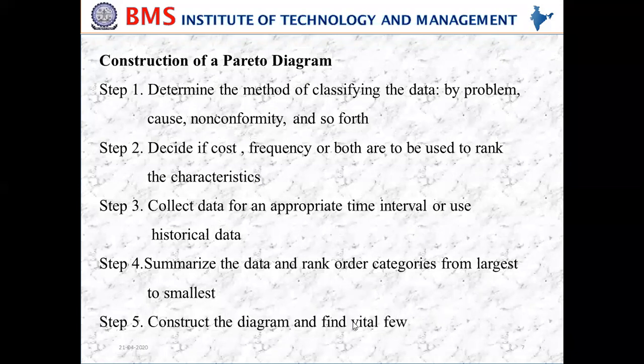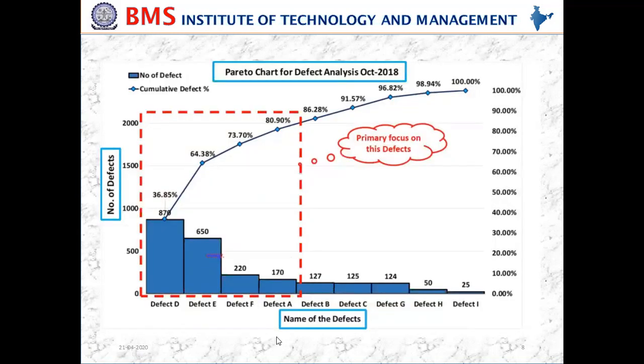Vital few means those which are few but very important to consider. Okay, so these are the 5 steps used for constructing the Pareto chart. So this is one example I have taken for defect analysis. As I told you, defects are one way of classifying the data. Here I have taken the defects: defect 1, defect 2, defect 3, defect 4, categorized as A, B, C, D rather than 1, 2, 3.